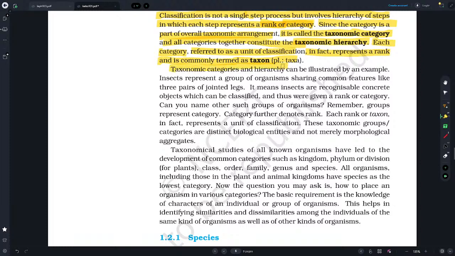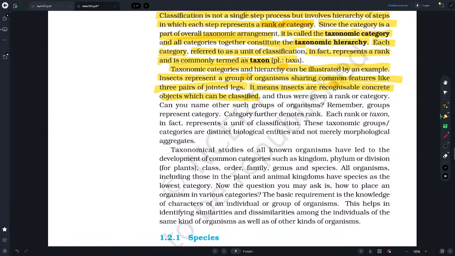Taxonomic categories and hierarchy can be illustrated by an example. Insects represent a group of organisms sharing common features like 3 pairs of jointed legs. It means insects are recognizable, concrete objects which can be classified. Let's read the statement again. Taxonomic categories and hierarchy can be illustrated by an example. Insects represent a group of organisms sharing common features like 3 pairs of jointed legs.